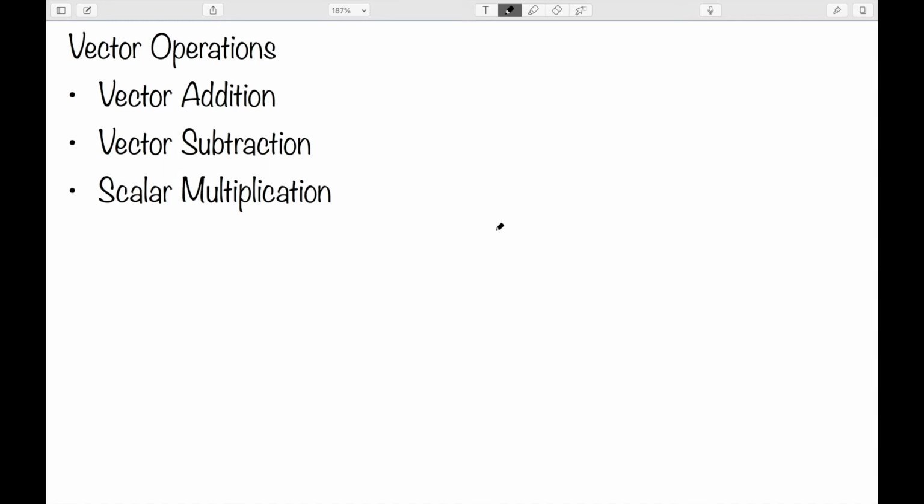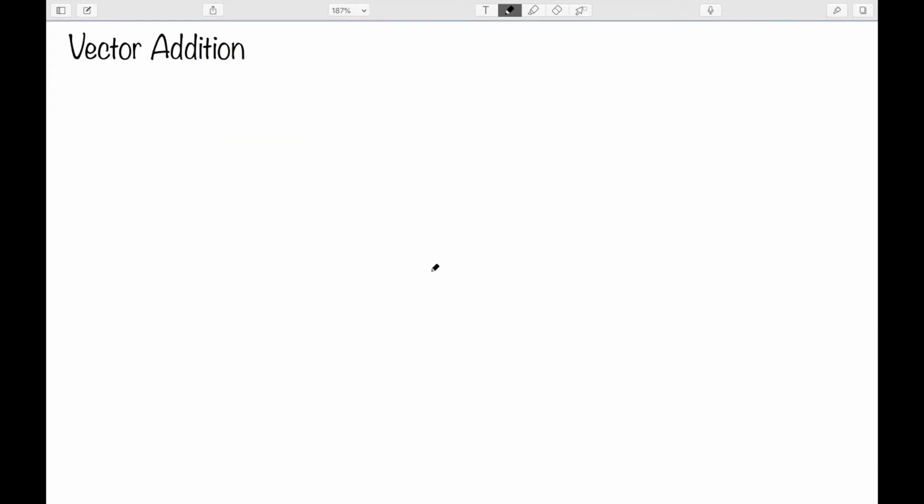In this video, I'm going to start to look at vector operations. In particular, I'm going to consider vector addition, vector subtraction, and scalar multiplication. And as I do these, I'll talk about both the geometric and the algebraic definitions of each. Let's start with vector addition with the geometric interpretation of this.